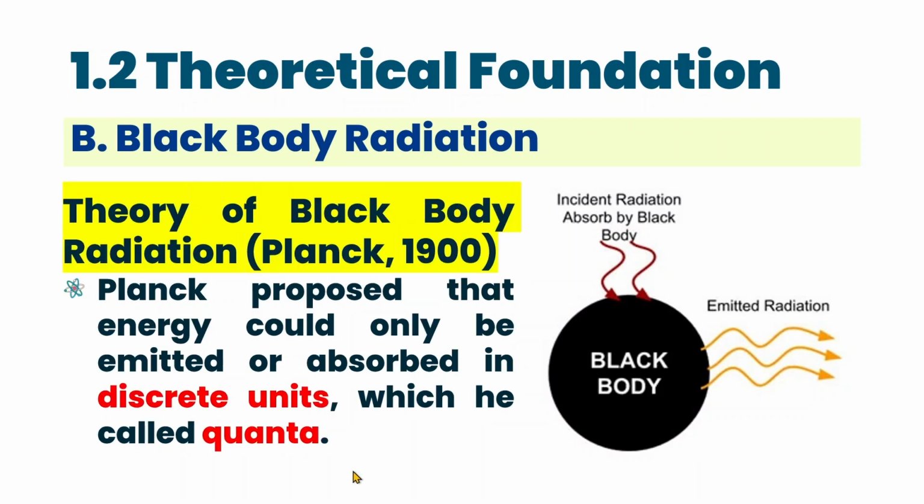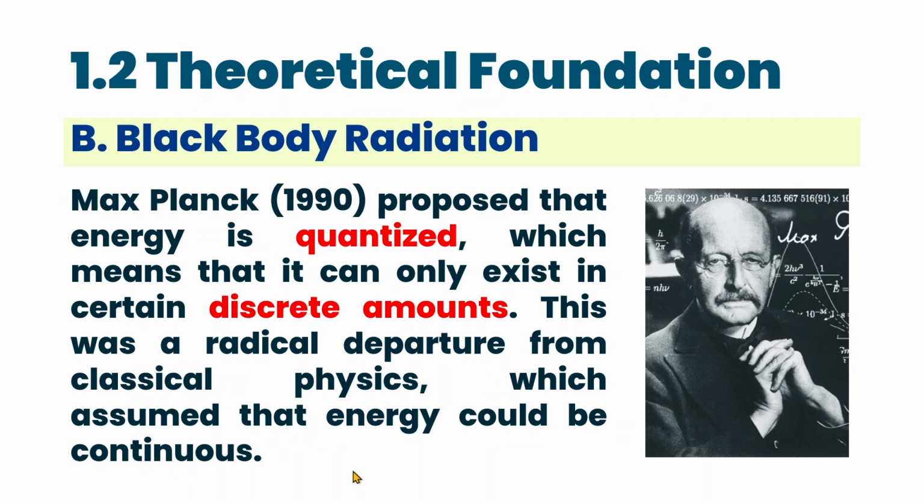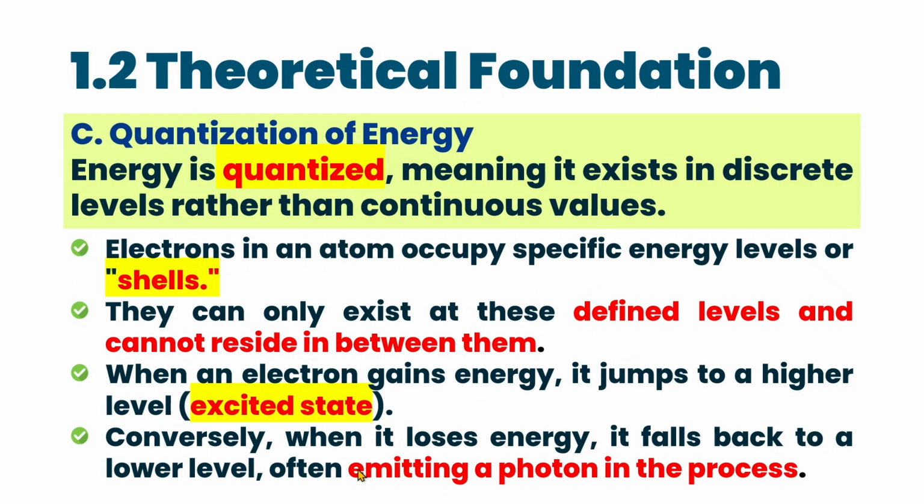This idea was groundbreaking because it showed that energy is emitted in small, discrete packets, which he called quanta, or quantum in singular, and not in a continuous flow. Discrete meaning not continuous. Max Planck proposed that energy is quantized, which means it can only exist in certain discrete amounts. This was a radical departure from classical physics, which assumed that energy could be continuous. And that's why we get into the quantization of energy.